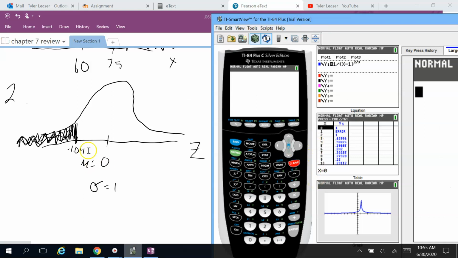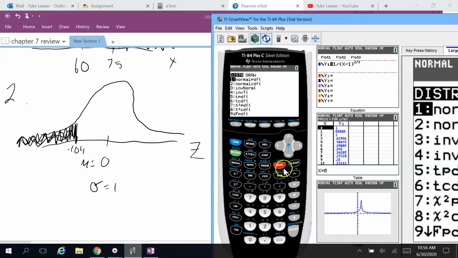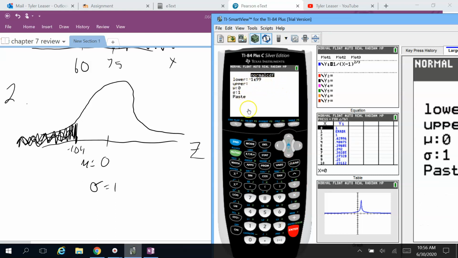In the calculator, anytime you're trying to find the area in a normal curve, you want to go to second and then the distribution menu, so the second VARS button, and it's the normal CDF. Normal CDF finds area under the normal distribution. Hopefully you have a menu. It's asking for a lower limit, an upper limit, the mean, and the standard deviation.